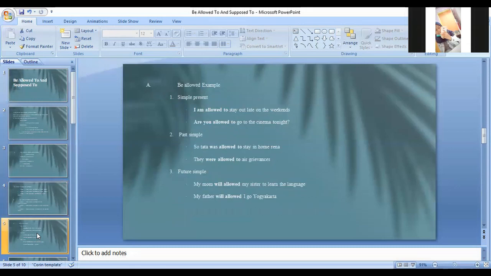A. Be allowed example. One, present simple. I am allowed to stay out late on the weekends. Are you allowed to go to the cinema tonight? Two, past simple. Tata was allowed to stay at home. They were allowed to earn grievances. Three, future simple. My mom will allow my sister to learn the language. My father will allow me to go to Yogyakarta.